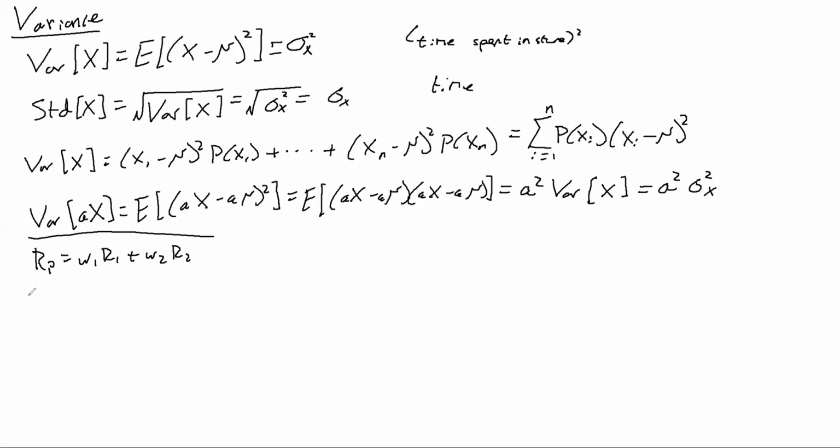And this should be a little bit of review for you. So let's say the return of our portfolio is equal to weight 1 of asset 1, the weight of our first asset, multiplied by the return of our first asset, where return is a random variable and the weight is a constant, plus weight 2 times R2, where again, weight 2 is a constant and R2 is a random variable, the return of that second asset.